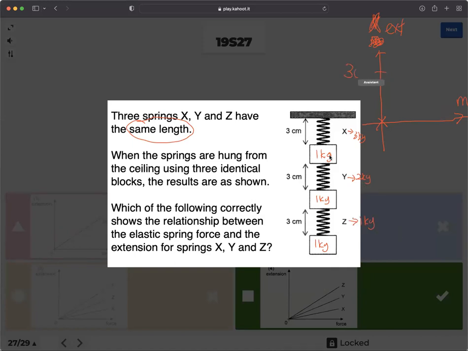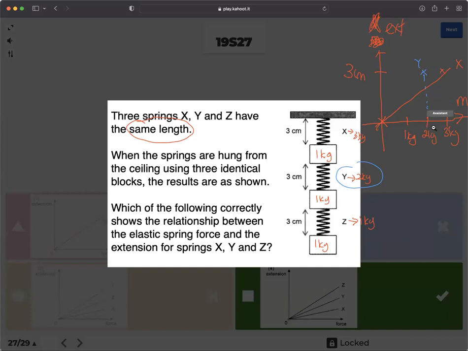If the extension is 3 cm, so we have 1 kg, 2 kg, and 3 kg. Do you understand what I'm trying to draw here? Let's talk about the first one. X needs to hold 3 kg, so you will get 3 cm. This will be the X graph. I'll draw this as X. Then for Y, you only need to hold 2 kg. So Y will be here. I'll use another color. Y will be here.